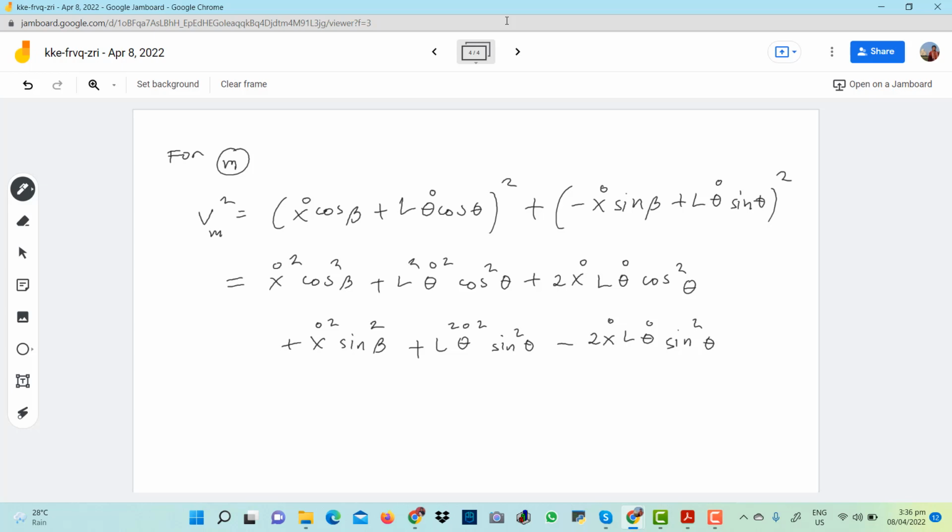Sorry, it's sine theta, sine beta. Yes, that's correct, thanks to Julius for catching that. The cross term should be cosine theta, cosine beta, and the other one is sine theta, sine beta. Okay, thank you, Julius.